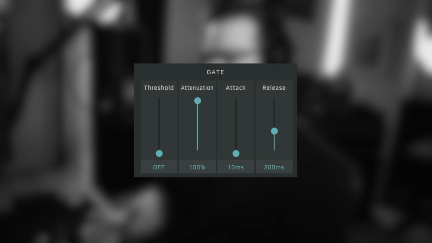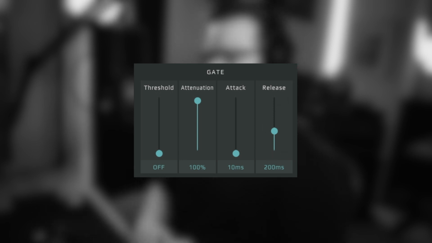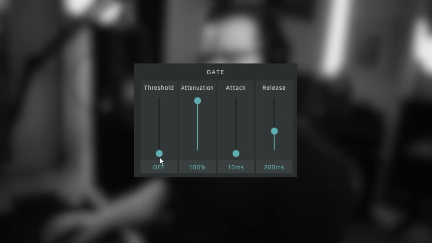And you want your attenuation at 100%, attack at 10 milliseconds. And let's keep the release at 200 milliseconds for right now. You're going to start with a threshold slider at off, and you're going to slowly raise it until you notice your background noise goes away. So let's go ahead and try that.